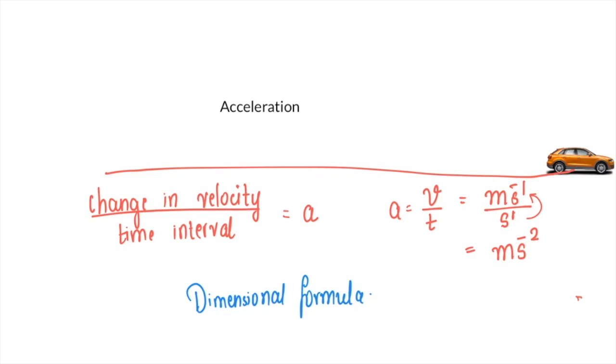for A is equal to dimensional formula of velocity, that is L1 T raised to minus 1, divided by dimensional formula of time, that is T raised to 1, and that will give me L1 T raised to minus 2. So this is the dimensional formula for acceleration.